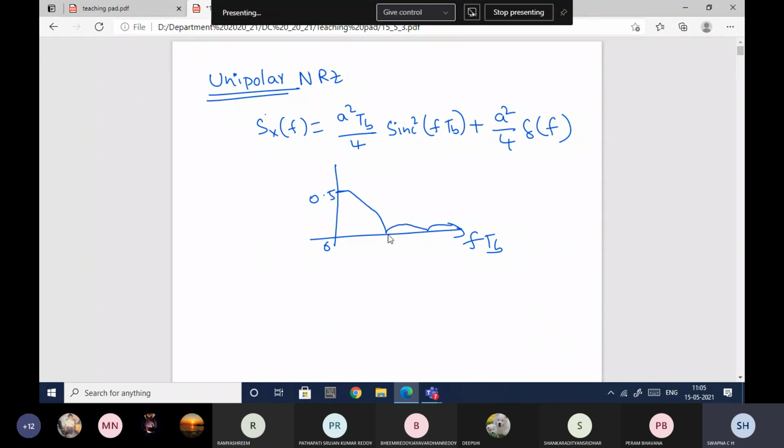For this 1, 2, 3, and so on, the higher frequencies are eliminated because the magnitude is very less. That is the reason we will not consider them. And when we try to calculate the bandwidth, this will be only from here to here. And the bandwidth here is 1 by TB. This is what we have got for unipolar NRZ.